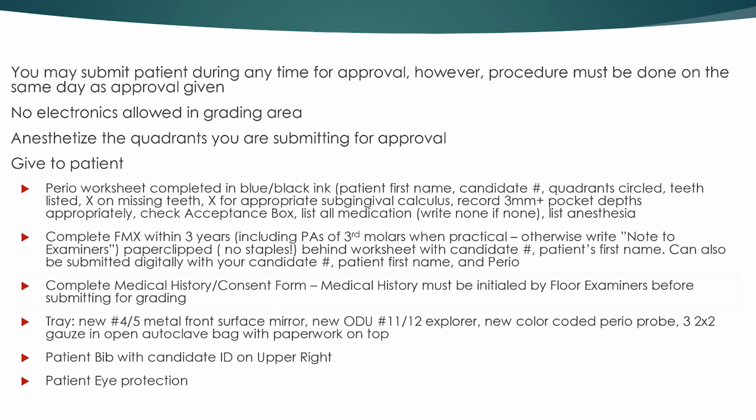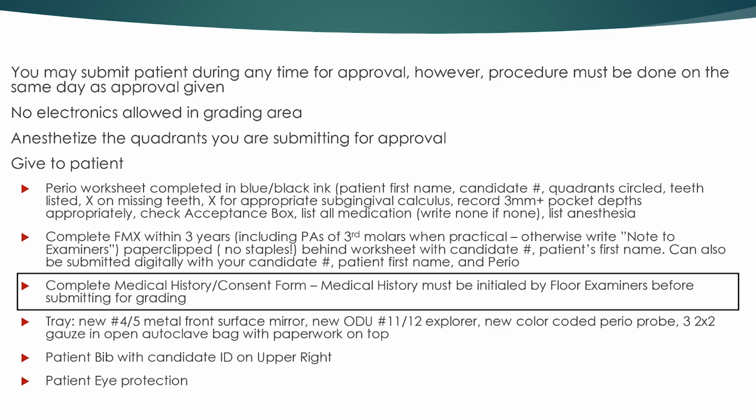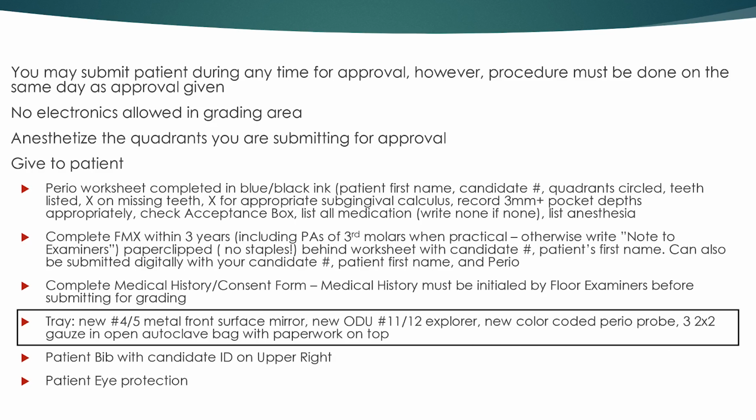You should have a completed medical history and consent form, which was initialed by the floor examiners before you submitted the patient for grading or acceptance. So this all has to be completed before. Then you will provide them with a tray. The tray will have a metal front surface mirror, a new explorer, the 11/12, which you should be aware of by now, and a color-coded perio probe, as we use always, the 3-6-9, and 3 2x2 gauze in an open autoclave bag, and then the paperwork on top.